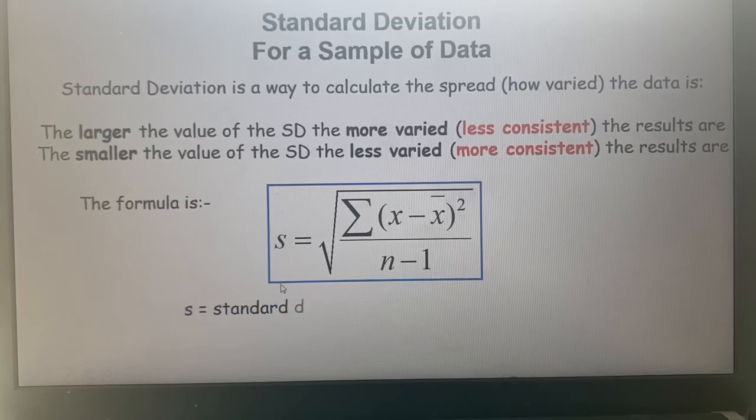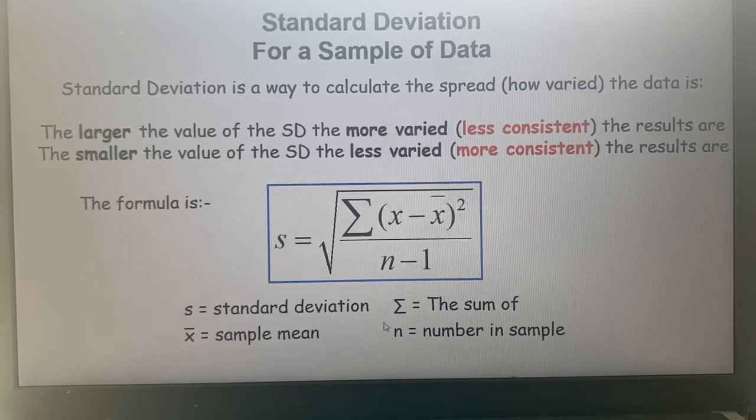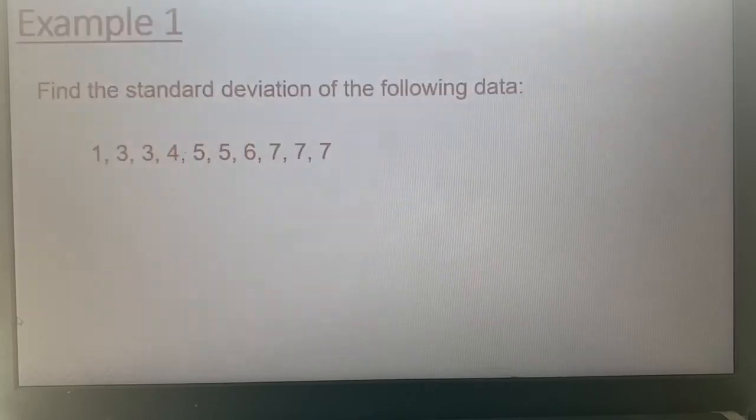So S is our standard deviation, and then we've got x bar, and that's how we say it, x with a little bar on top, is our sample mean. And then we have this big symbol here, that is sigma. It's a Greek letter, sigma, but it means the sum of or the total of. And n is just the number of the values in our sample, in our data set. So we take all that and we have to use that to try and get a value. And the best way to do that is by creating a table of values. So we'll look at an example to see how we do that.